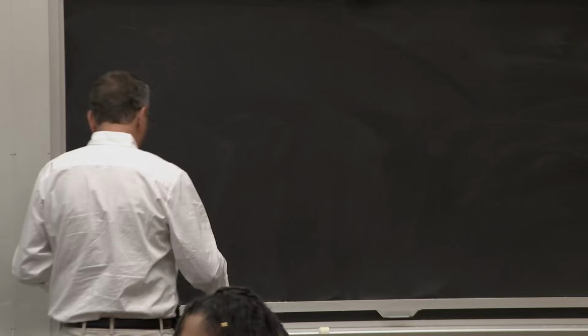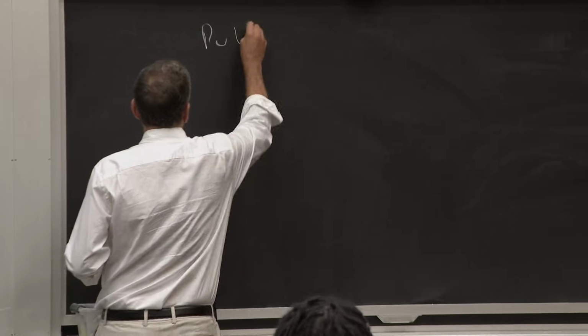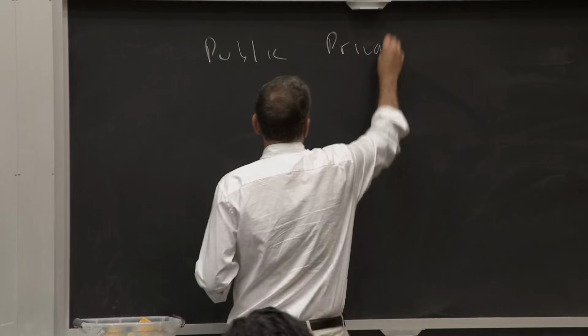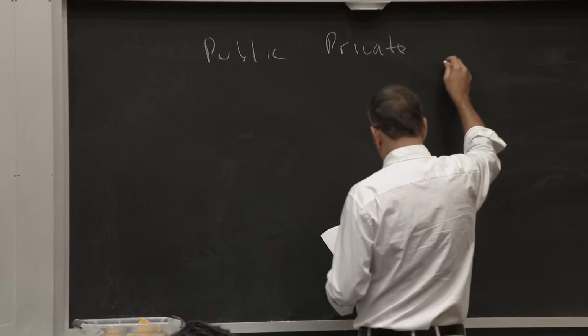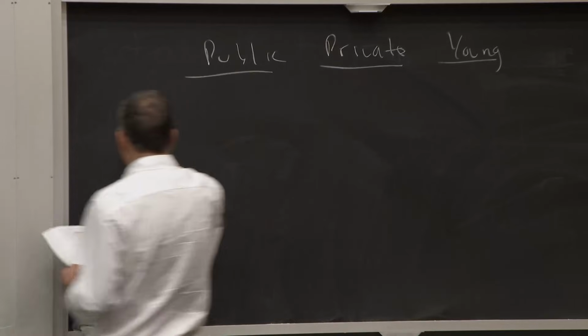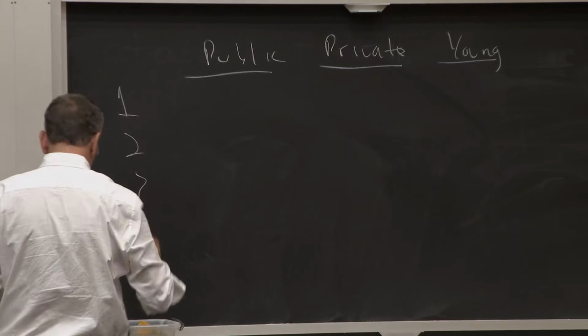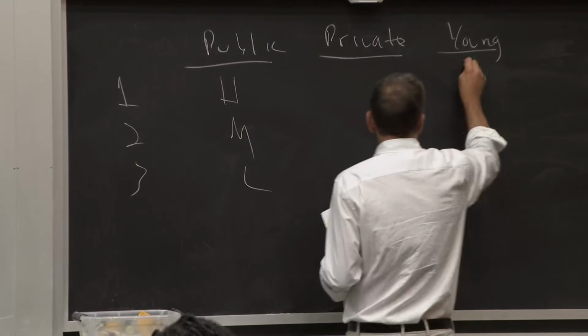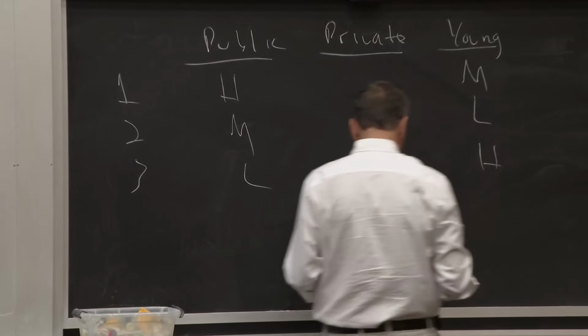Okay, so now let's imagine you've got your public school parents, you've got your private school parents, and you've got your young couples. First choice, second choice, third choice. So we know the first and third. This is HML. This is MLH.